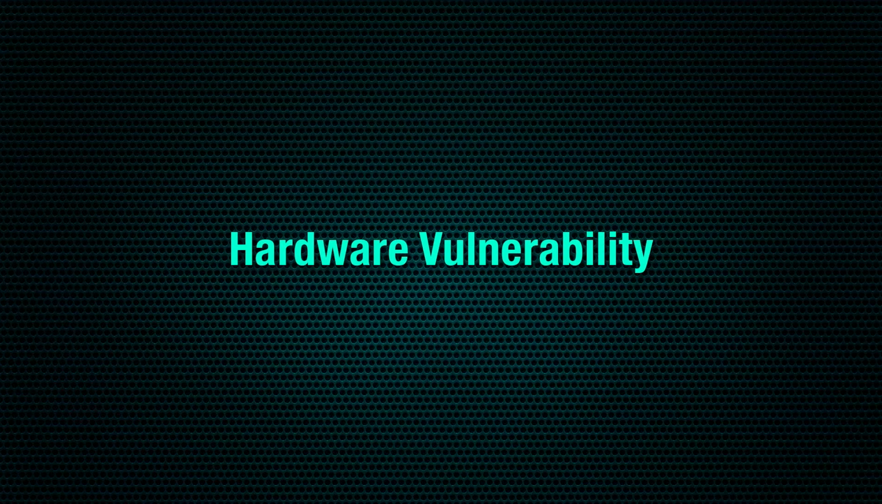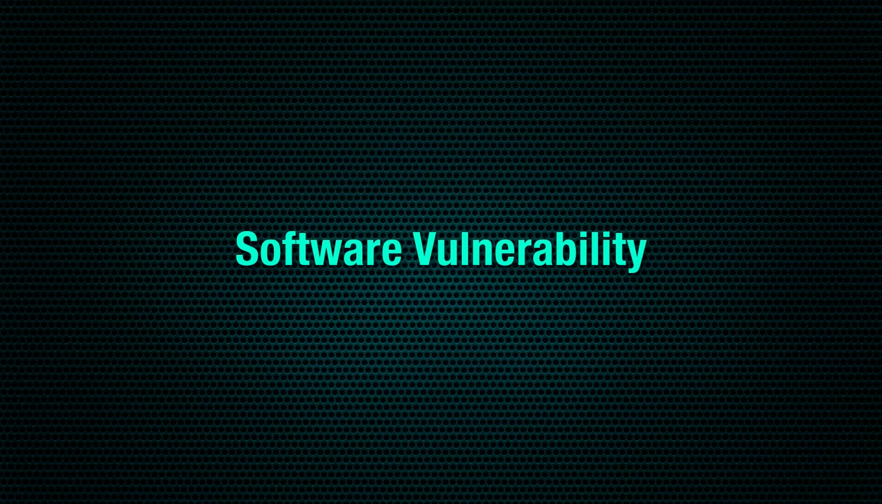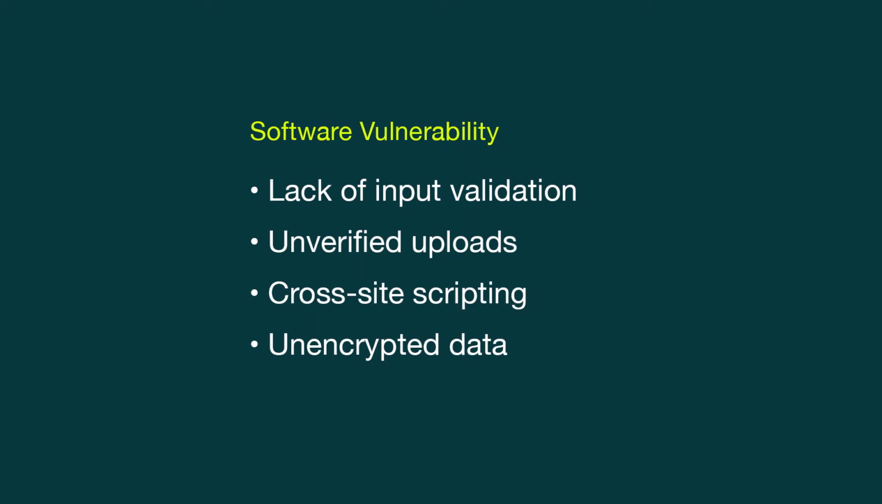Hardware vulnerability. Hardware vulnerability is a weakness which can be used to attack the system hardware physically or remotely. For example, old versions of systems or devices, unprotected storage, unencrypted devices, etc. Software vulnerability. A software error happens in development or configuration, such that its execution can violate the security policy. For example, lack of input validation, unverified uploads, cross-site scripting, or unencrypted data, etc.